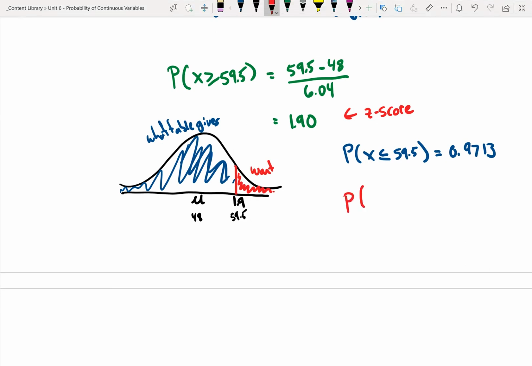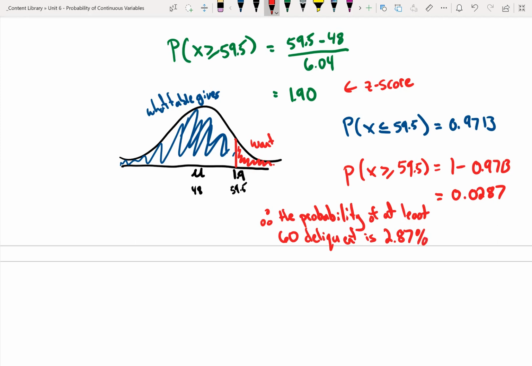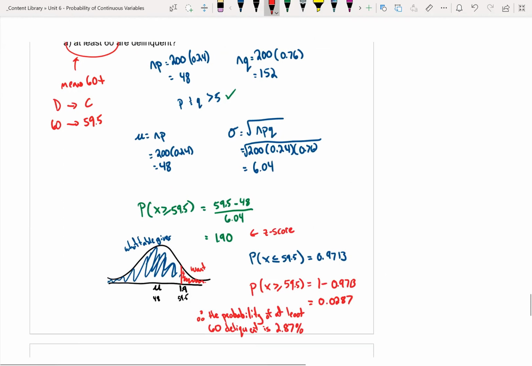So the probability that x is greater than or equal to 59.5 is equal to 1 minus the probability that it is less than. So in this case, it's 1 minus 0.9713, and I get the probability is 0.0287. So therefore, the probability of at least 60 delinquent is 2.87%.